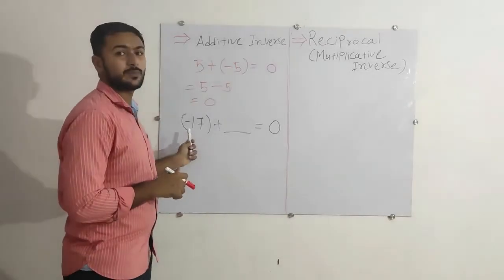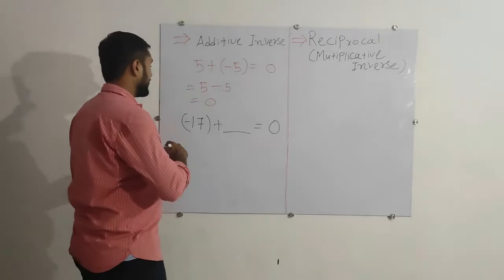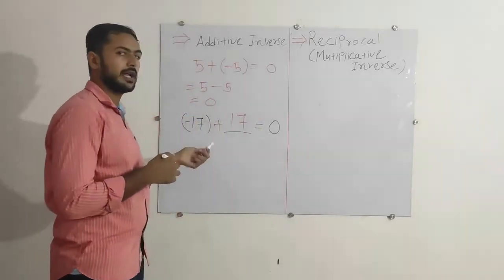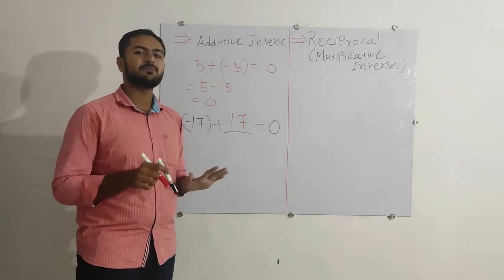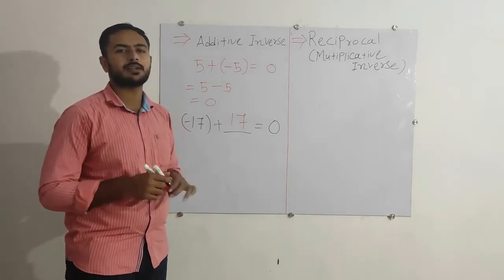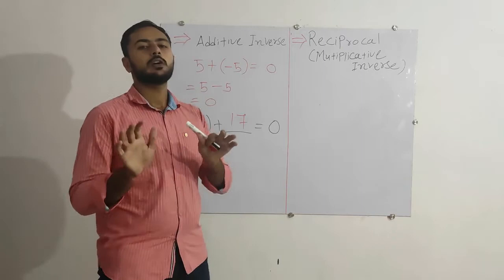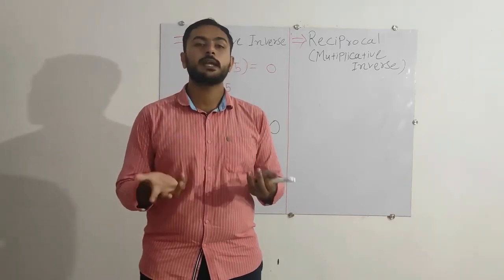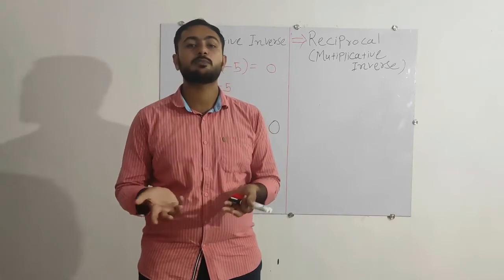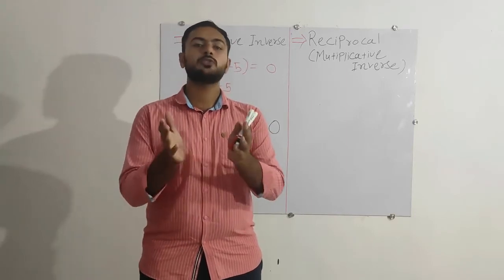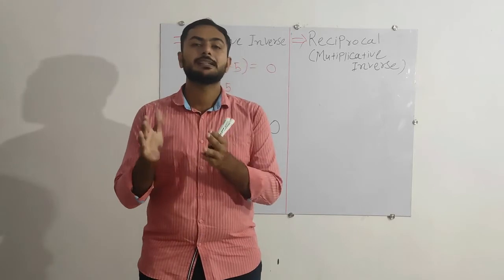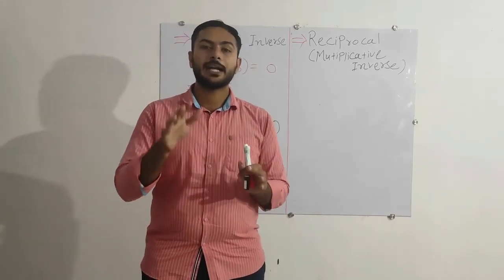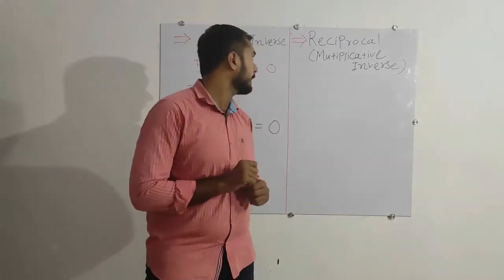Here is 17. Which sign? Negative. It means I just have to select the positive sign for the 17. That will be the answer 0. So it's very simple to find the additive inverse for any number. Suppose I ask you to find the additive inverse of 1 crore, that is minus 1 crore. Simply you just have to change the sign. If it's negative, make it positive. It will be the additive inverse of the particular number.